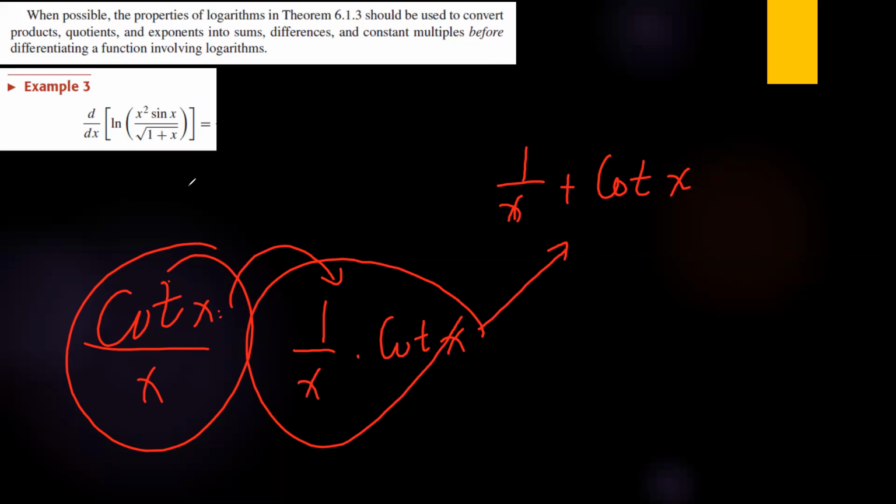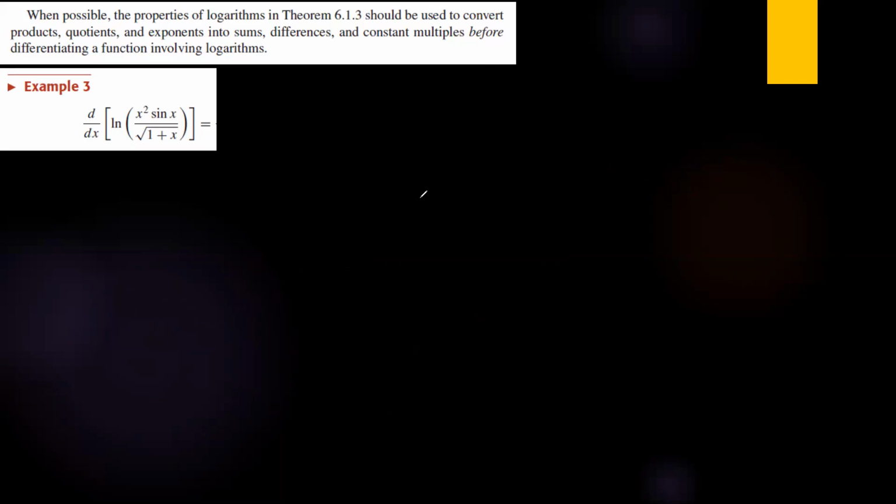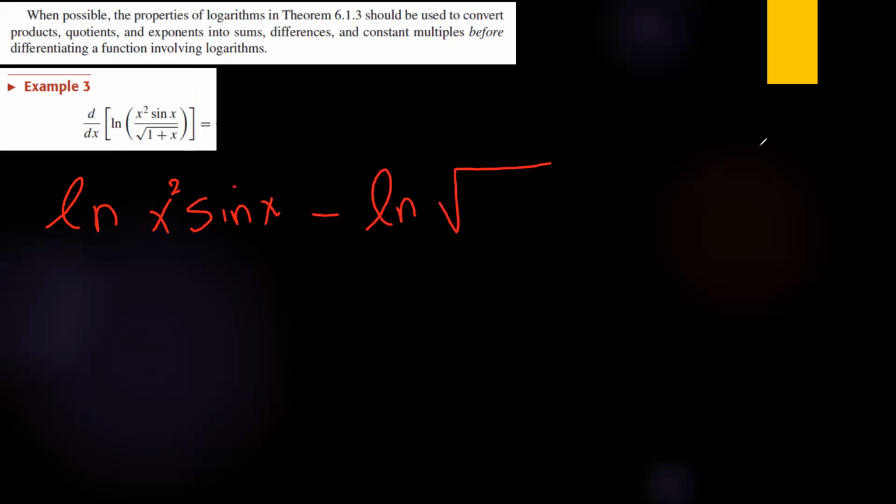But sometimes for this type of questions, like ln of x squared sine x over 1 plus x, if you want to assume that this is u, it will be very hard for you to find du over dx. Oh, it's not very hard, but you have to use the product and the quotient rule. So when you can, expand it first, like ln of x squared sine x minus ln of square root of 1 plus x.